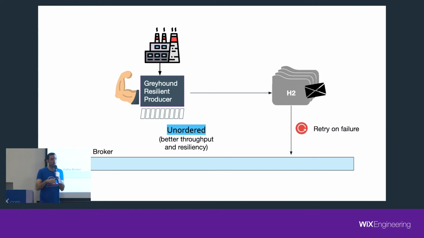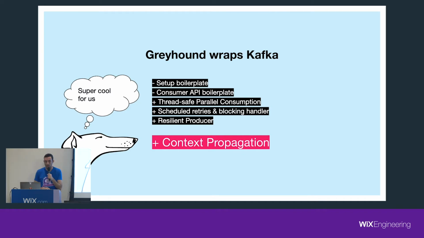But you can also do the unordered producing, and then it will not wait for failures, and it will keep trying with the following messages. So it's better throughput and also better resiliency, because if it's unordered and there's some maybe issue with the current file, it can bypass the file and go directly to the Kafka broker. OK.